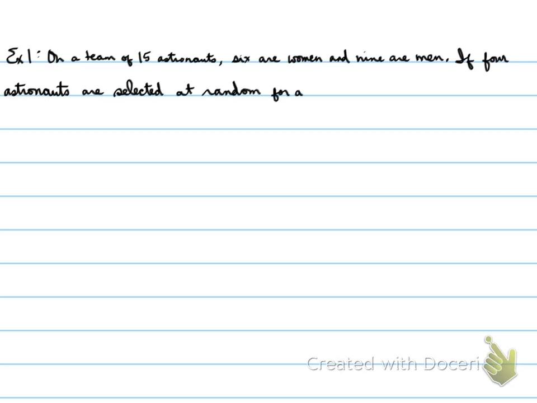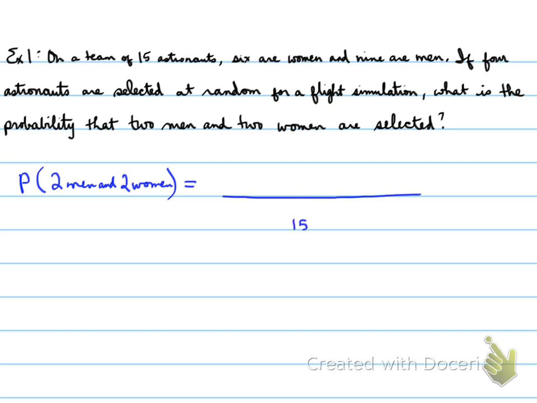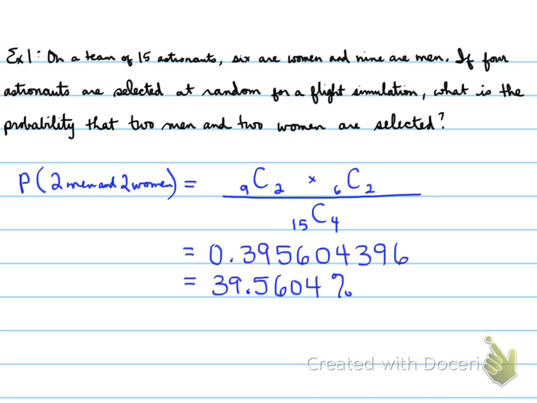Okay, example 1. On a team of 15 astronauts, 6 are women and 9 are men. If 4 astronauts are selected at random for a flight simulation, what is the probability that 2 men and 2 women are selected? Well, we need to calculate what the success is. We have a total of 15 astronauts altogether, and we need to choose 4. From that, on the top, we have 9 men, and we're choosing 2, times 6 women choosing 2.